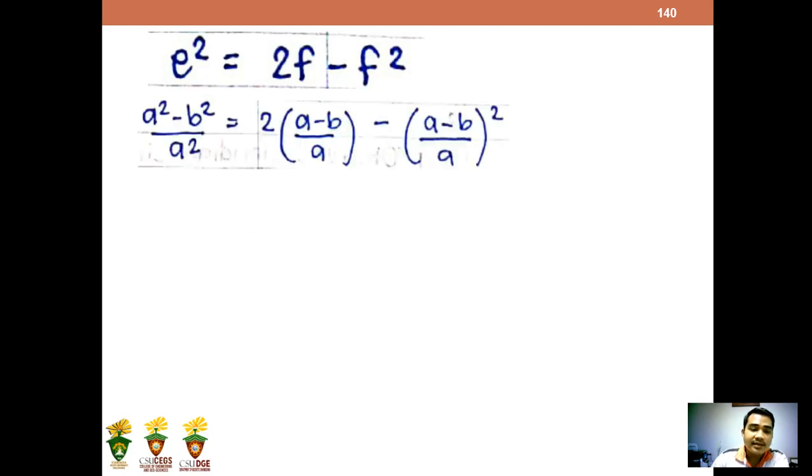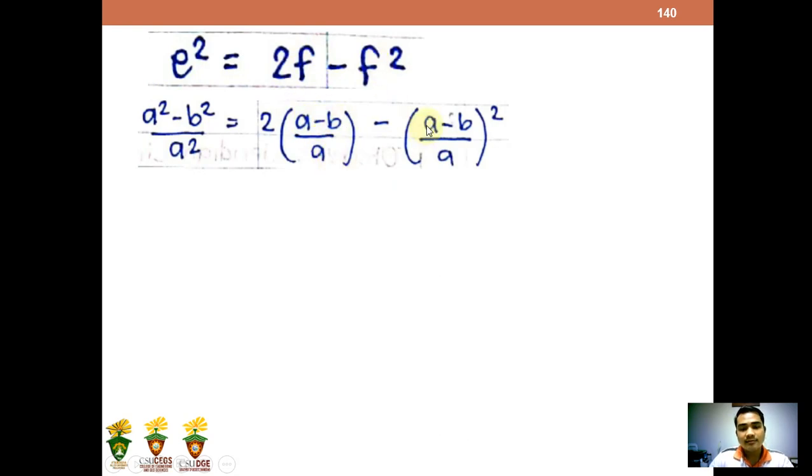So e squared, from the equation given earlier, this is the first eccentricity squared. So that is equal to a squared minus b squared over a squared. This is based on the formula for eccentricity given earlier. And flattening, or first flattening, is equal to a minus b over a.